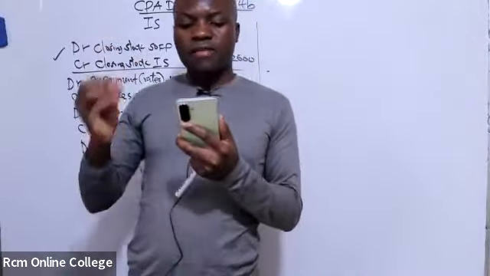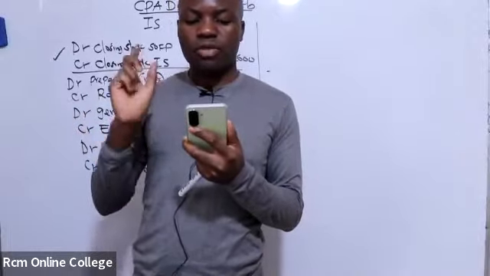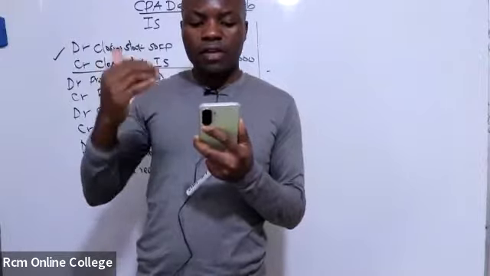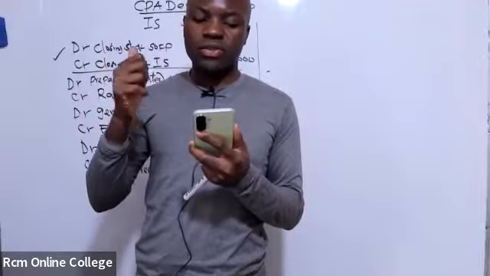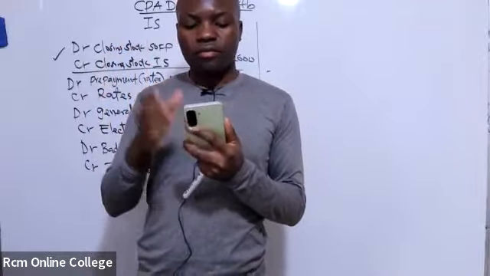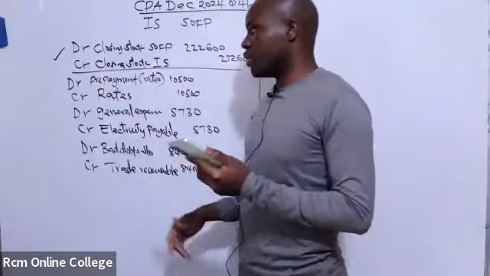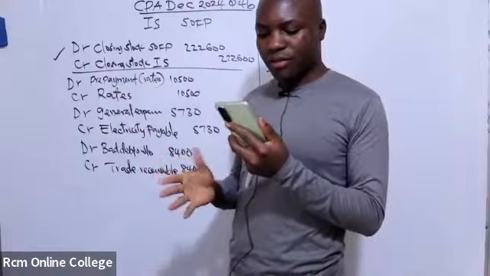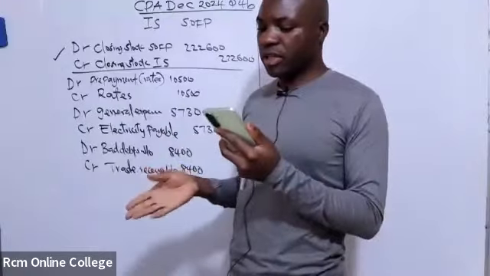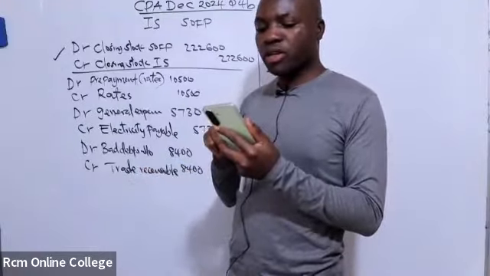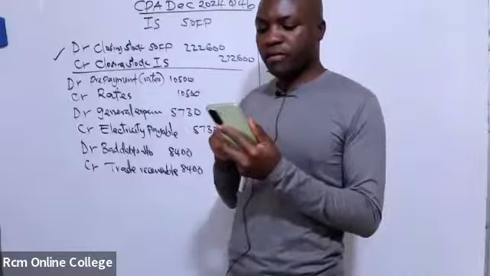Number 5, a 5% allowance for doubtful debt is to be made on the remaining trade receivables. Do we have any other item that is affecting our trade receivables? The answer is no. The only thing we have is the bad debt that has been written off. No other item is affecting our trade receivables. Unrecorded trade receivables, we don't have any. So let's go to the opening trade receivables balance. We have 552,000.